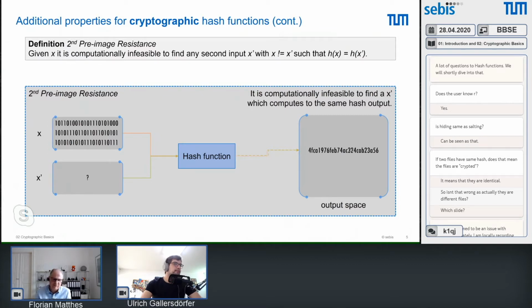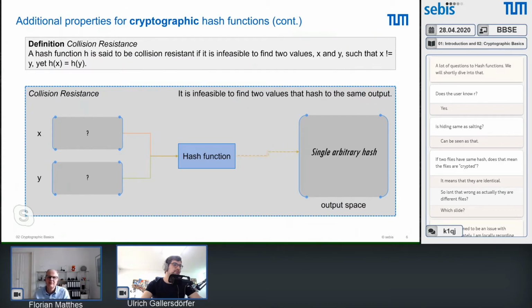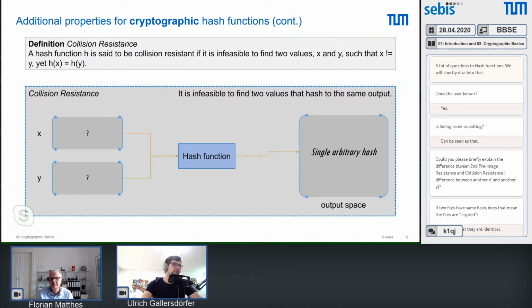Now, I would phrase it the other way around. By definition, you have to look at where the quantification is. We didn't write the quantification here. For a given x, for all x, it's difficult to find a second one. So, as Uli said, here it's a universal quantification and there the quantification is different, an existential quantification. By definition, these are two different properties. One has to work for all other inputs, for a given input it should be infeasible, and the other is for all pairs, it should not be possible.